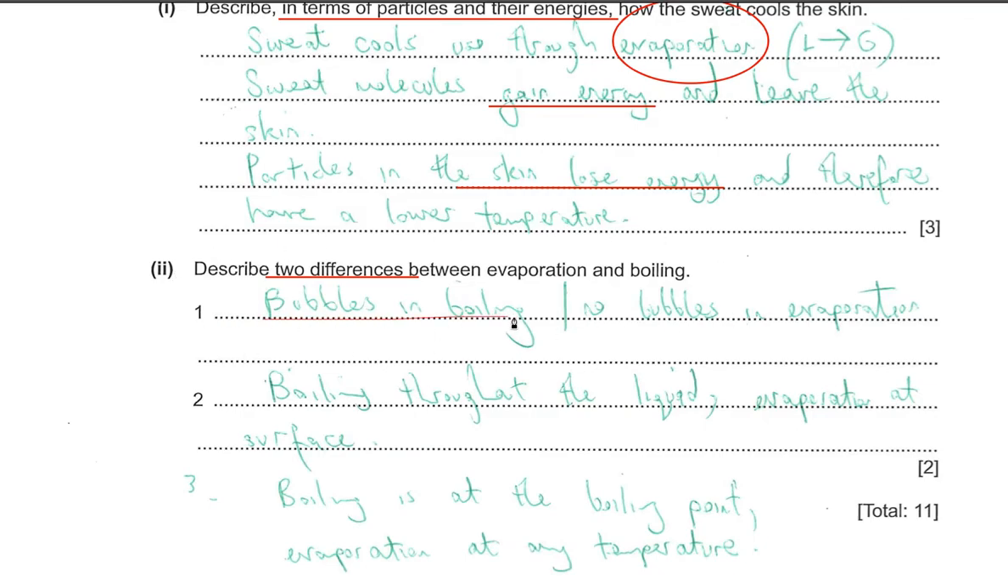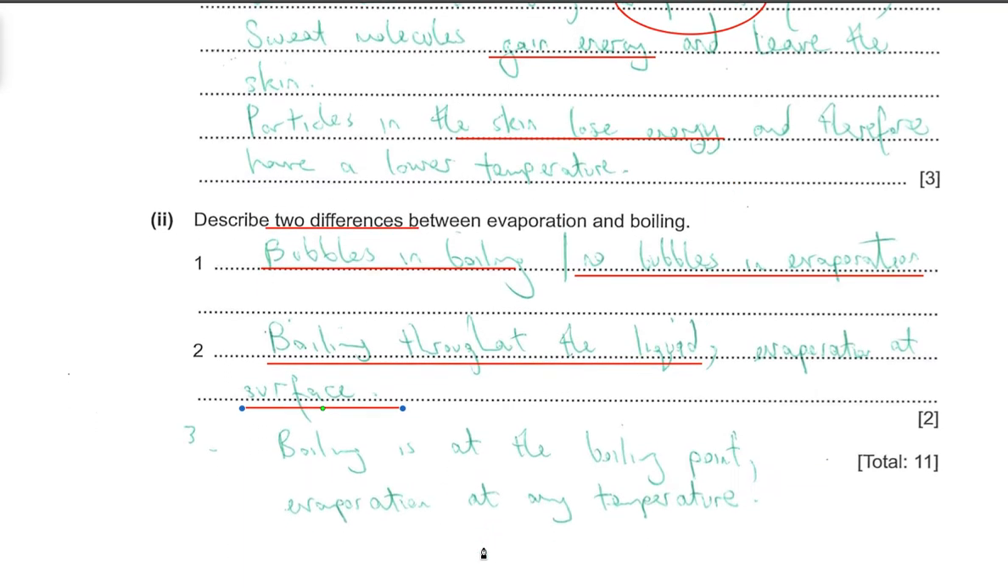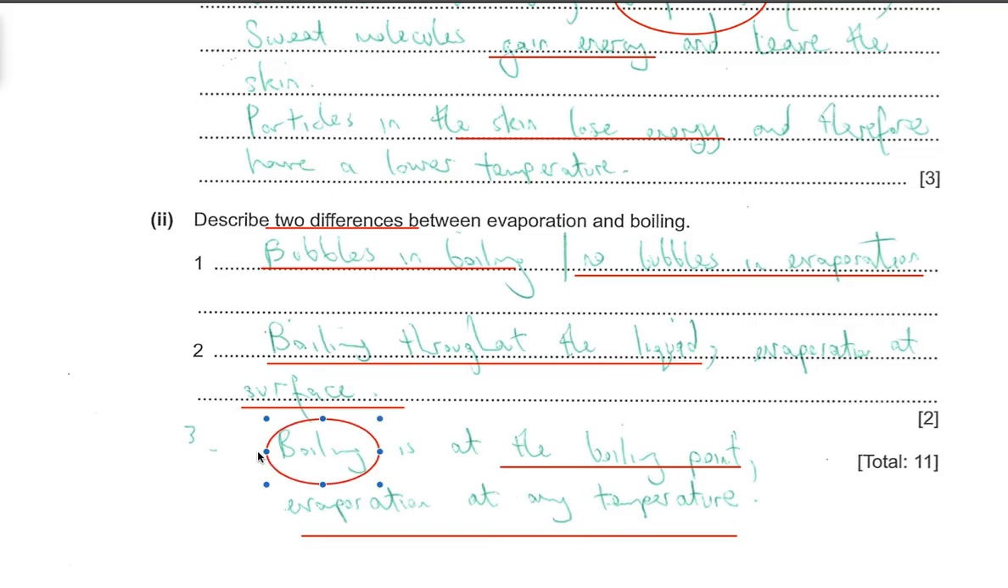Okay, common answers here: bubbles in boiling, none in evaporation. In boiling, it's throughout the liquid, whereas in evaporation, it's only at the surface. And boiling occurs at the boiling point. Evaporation is at any temperature. I've concluded this part 3, so we can see another one. Okay, often they will tell you one difference and then ask you to state 2 more. So it's always good to have 3 up your sleeve.